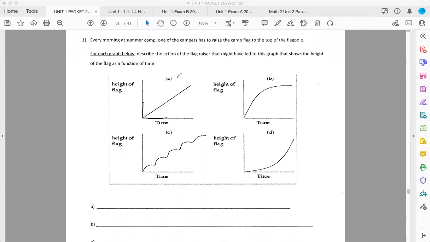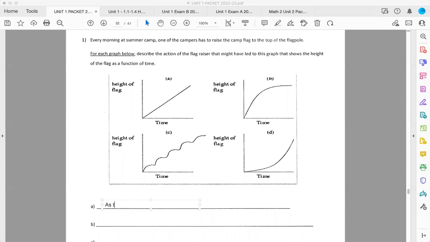So for instance, for the first graph, A, as time goes by, what's happening to the height of the flag? Now we know this is a line, and we know this is a linear motion. And we also know that a linear motion is associated with a constant rate of change, rise over run.